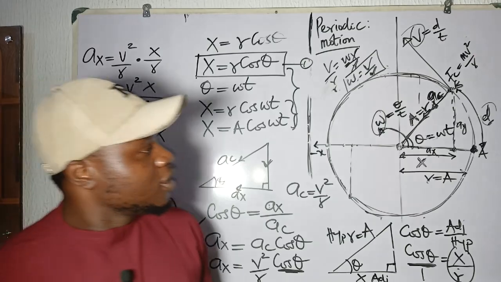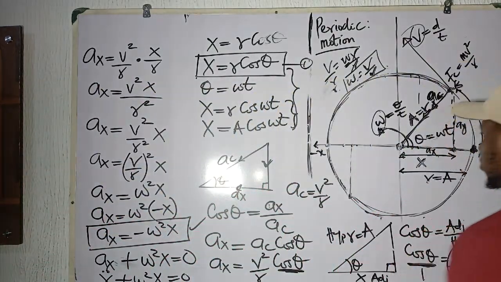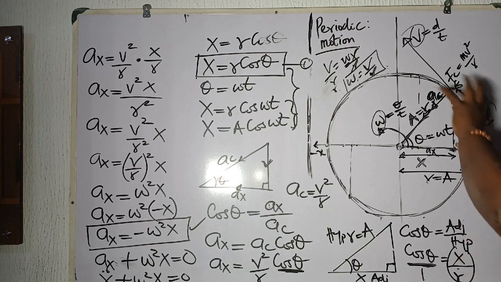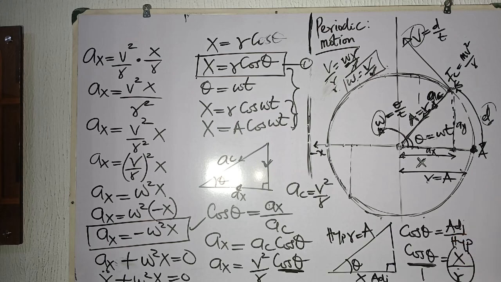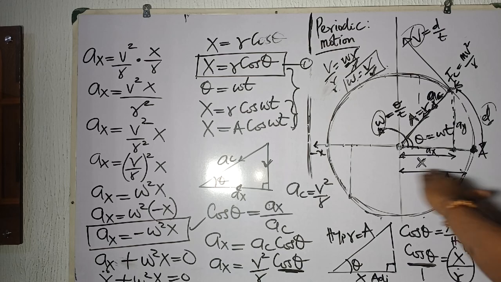So now the point I have made here is that there is an acceleration which is directed toward the fixed point here, okay? Moving inward due to the centripetal force, okay? And because of that, we'll be able to find the acceleration on the horizontal axis.